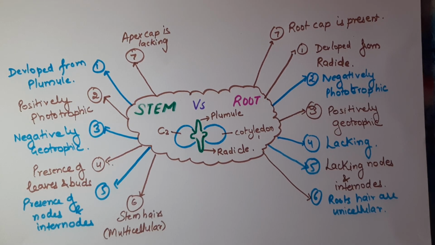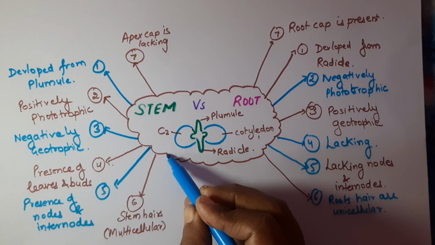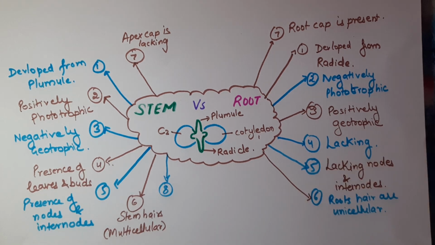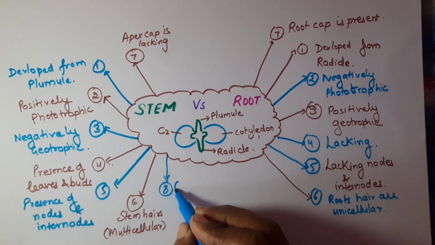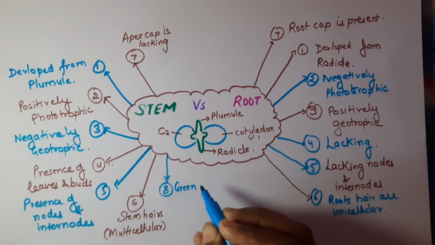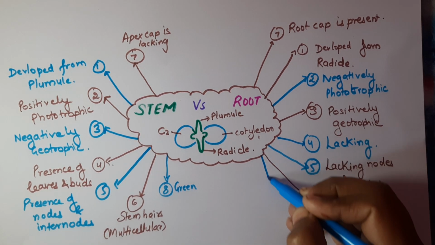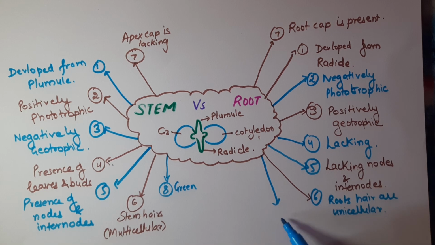The eighth difference is in terms of the color. Mostly the stem is green in color. Some stems take part a little bit in the process of food formation also, that is, in photosynthesis. So mostly it is green in color. However, the roots are mostly non-green in color.